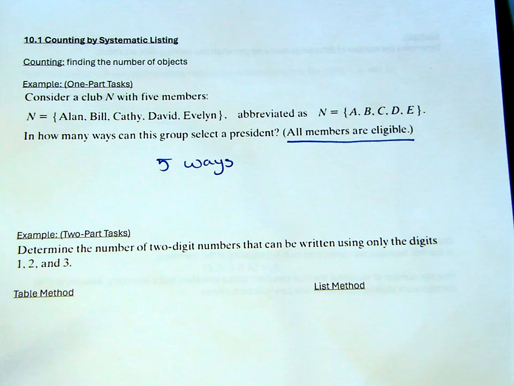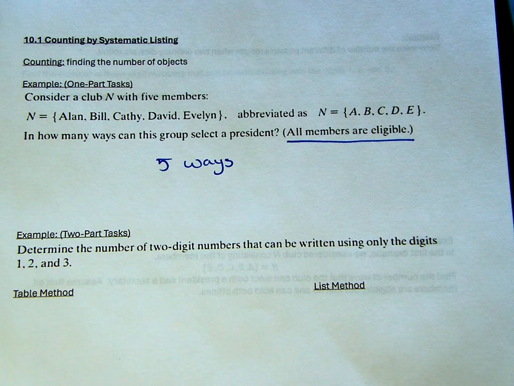to select a president. Because Alan could be president, Bill could be president, Kathy could be president, David could be president, or Evelyn could be president. Any one of them could be president. So there's 5 different ways we could select a president from this group. 1-part tasks are not typically very interesting problems. There's just not a lot going on. But we will do more with that club and pick presidents and treasurers and secretaries and things like that. Then it gets a little bit more interesting.